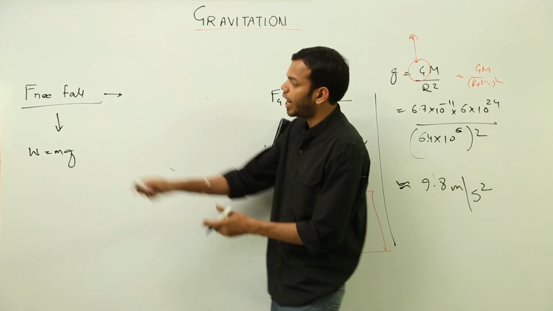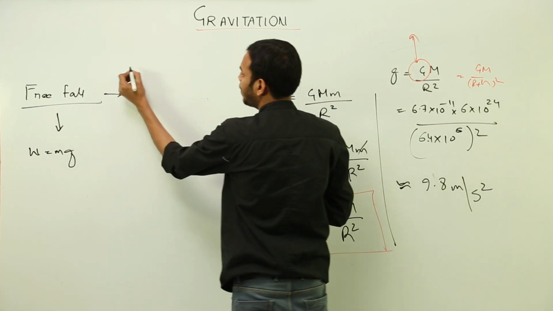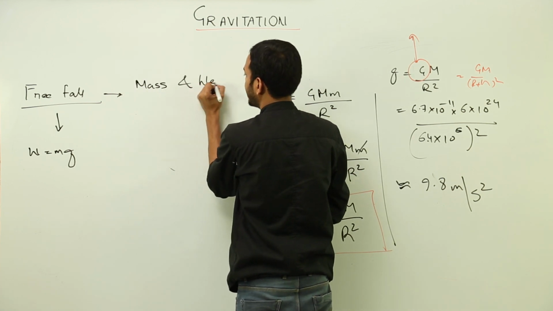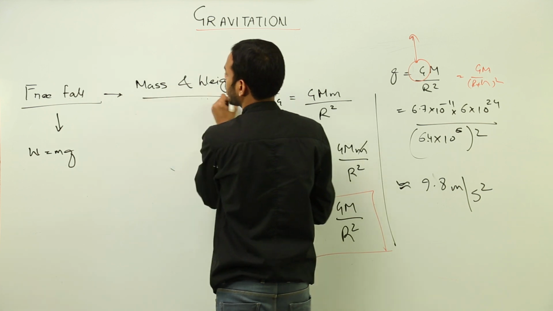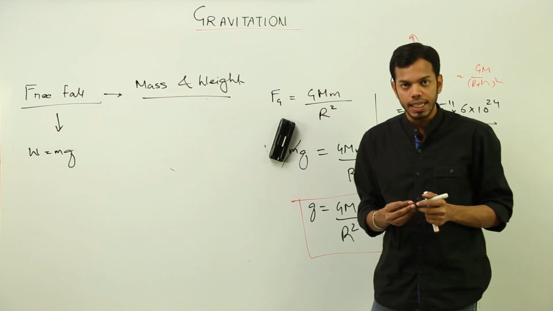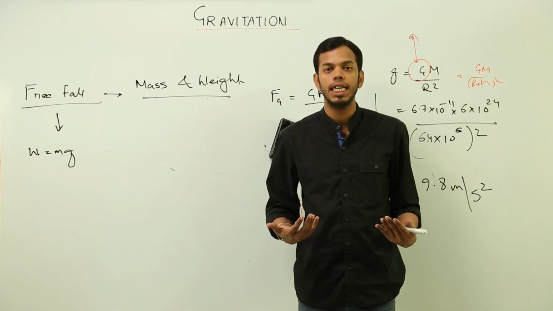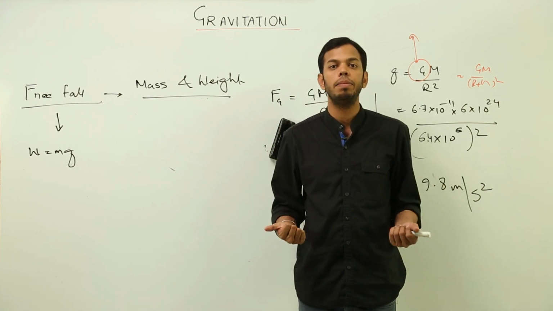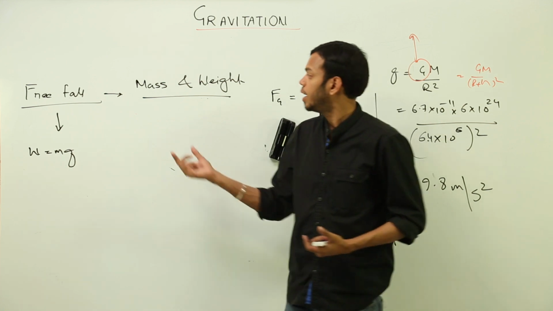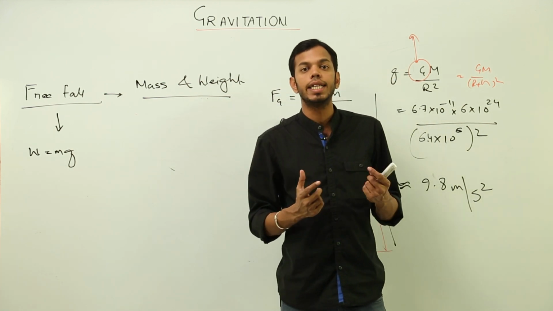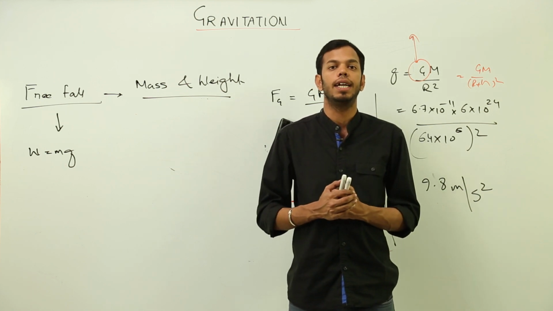So before moving on to this, we have to talk about the difference between mass and weight. What is mass? Mass is the quantity of matter contained in a body. So my mass is 60 kg, that means the quantity of matter contained in my body is 60 kgs. What is weight? Weight is the force with which earth attracts us towards its center.